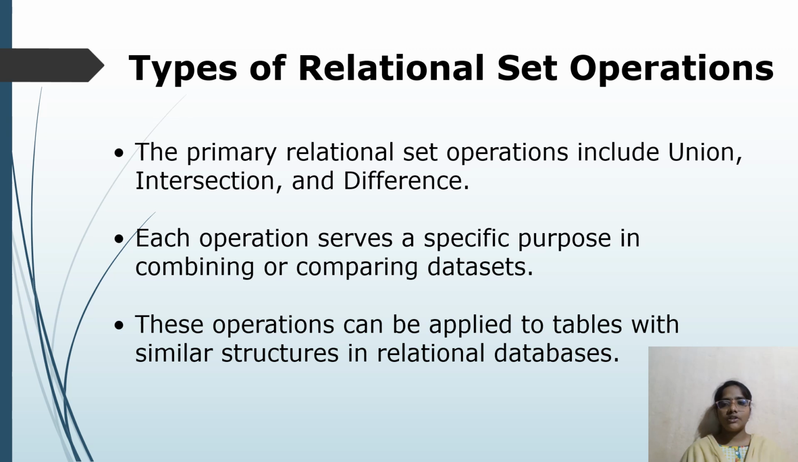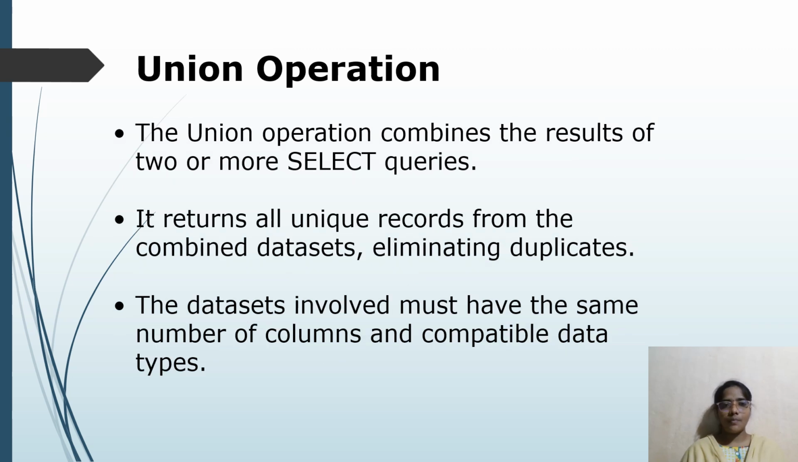Next, types of relational set operations. There are primary relational set operations, which include union, intersection, and difference. Each operation serves a specific purpose in combining or comparing data sets. These operations can be applied to tables with similar structures in relational databases. First of all, I'm going to explain the union operation.